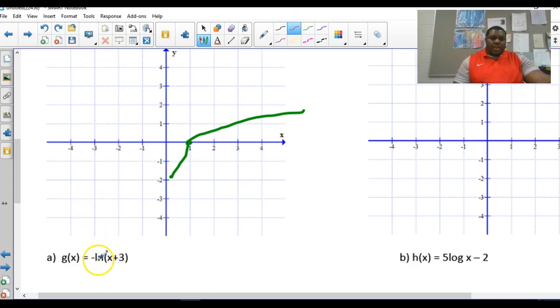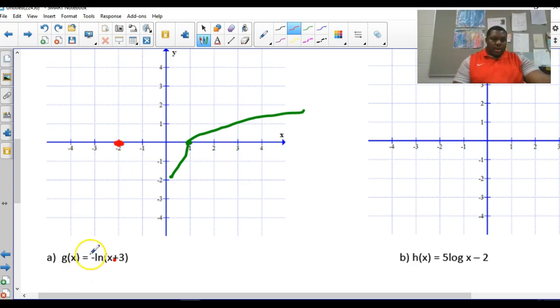Well, this tells me, first of all, I need to reflect it, so I flip this whole thing upside down. And then I need to move it plus 3. Inside the parentheses means left 3. So I'm going to go 1, 2, 3. From here, left 3. 1, 2, 3. So that's where that point is now.